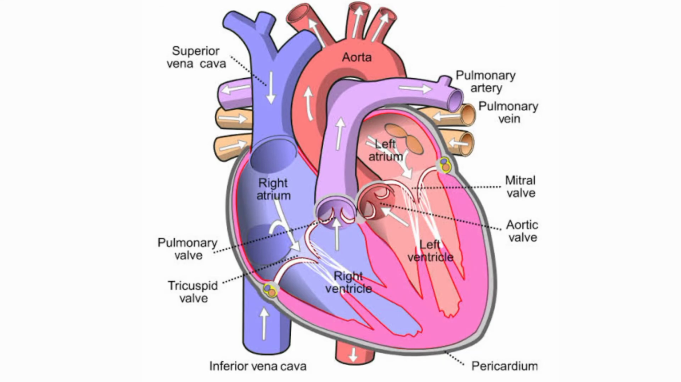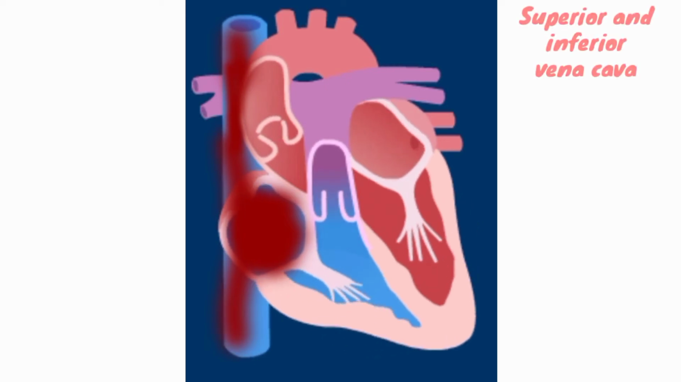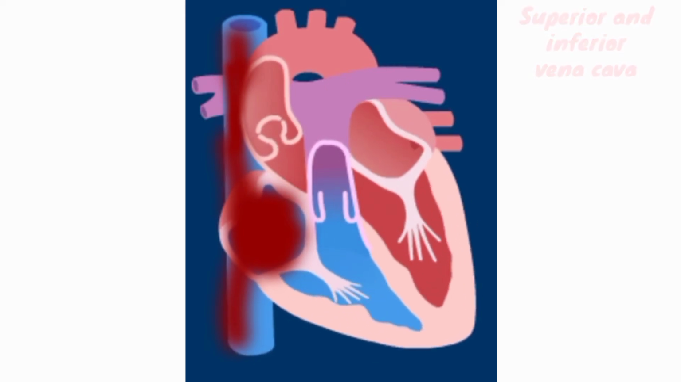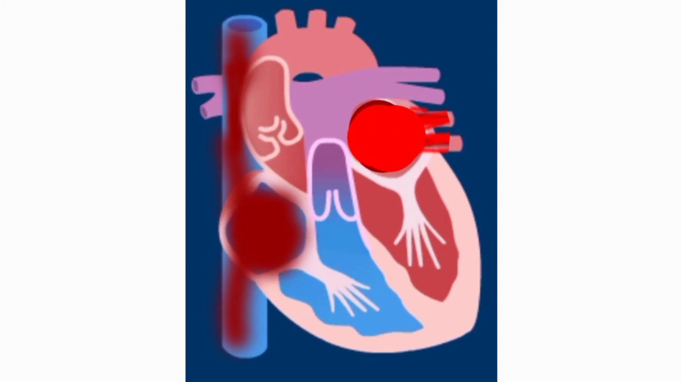Blood circulation in the human body, and how does it work? Blood is circulated in the body by a regular contraction and relaxation of the heart. The right atrium receives the deoxygenated blood from the different parts of the body via the superior and inferior vena cava. Simultaneously, the left atrium receives oxygenated blood from the lungs via pulmonary veins.